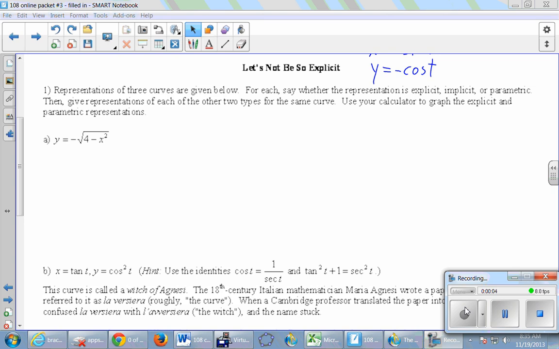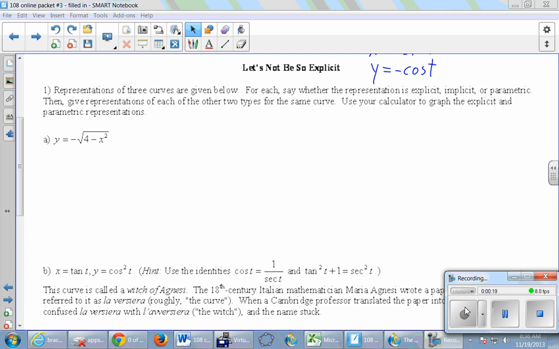Representations of three curves are given below. For each, say whether the representation is explicit, implicit, or parametric, then give representations of each of the other two types of the same curve. Use your calculator to graph the explicit and parametric representations.